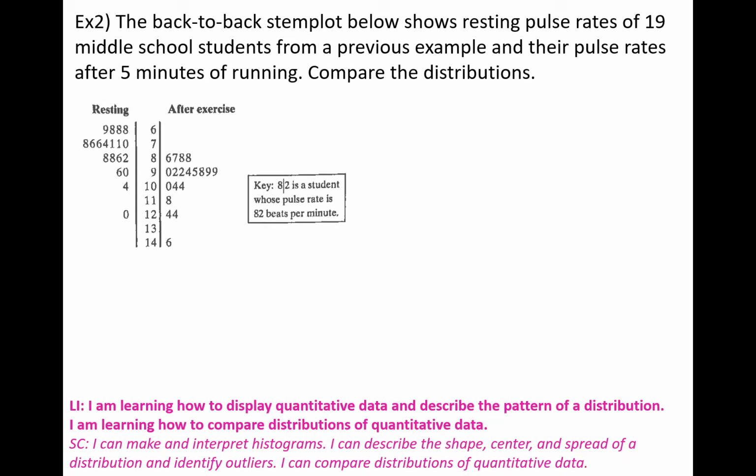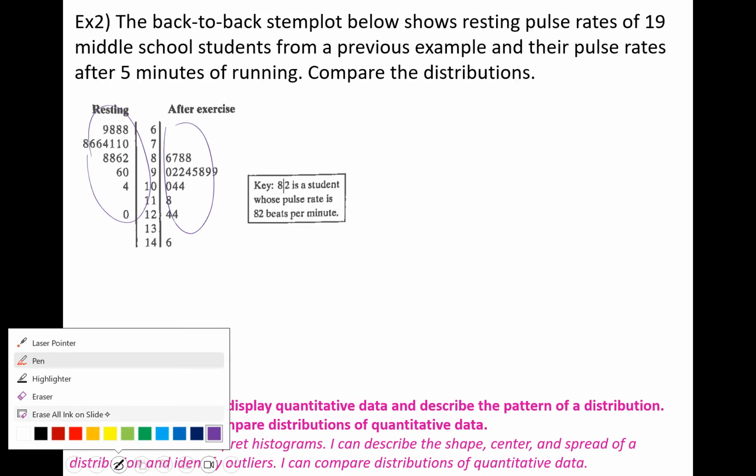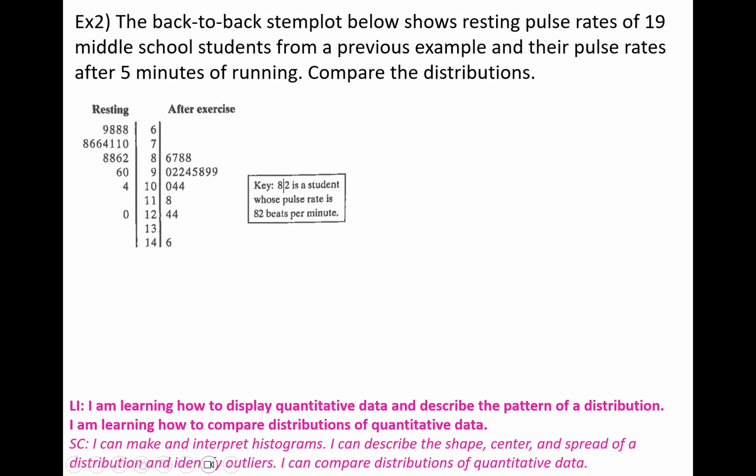The back-to-back stem plot below shows resting pulse rates of 19 middle school students from a previous example and their pulse rates after 5 minutes of running. Compare the distributions. So this one is an interesting thing. We have our regular stem plot. This is called a back-to-back stem plot because the information on the left is one of our sets of data and the information on the right is the other. And so we're seeing them back to back. And it kind of gives us a view of what's happening.